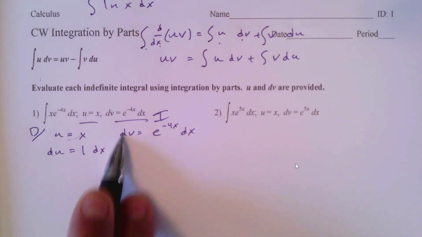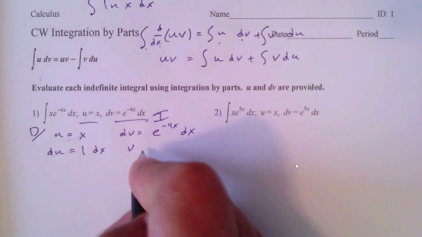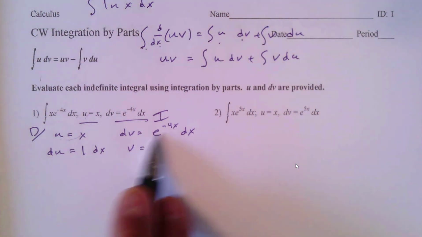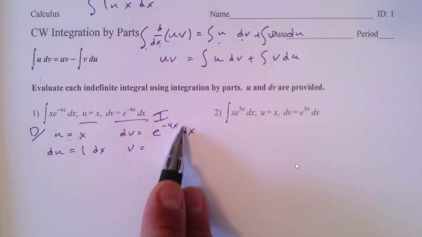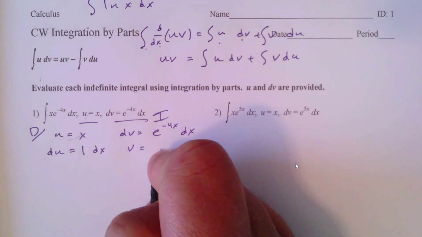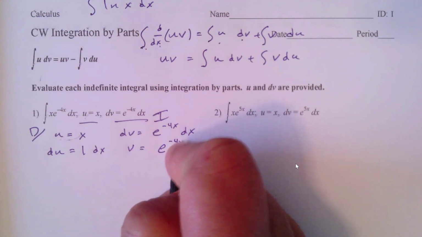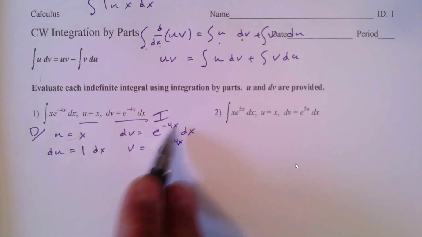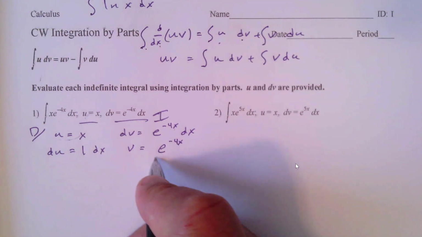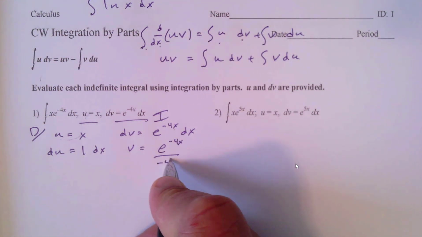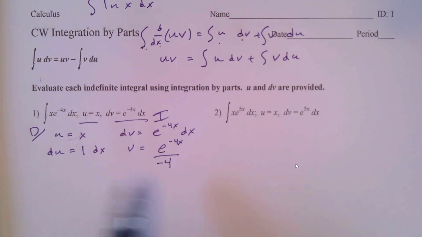So if we take the antiderivative of dv, we get v. And then the antiderivative of e to the negative 4x, this is just e to the u, which is going to be e to the u. And then if u is negative 4x, then that means that du would be negative 4 dx. And so we have to end up dividing here as well. So we divide by negative 4.